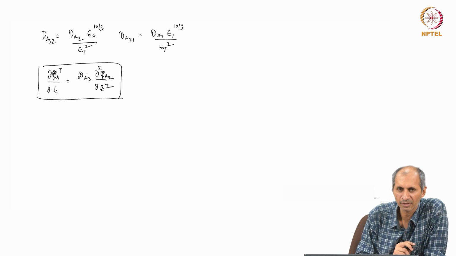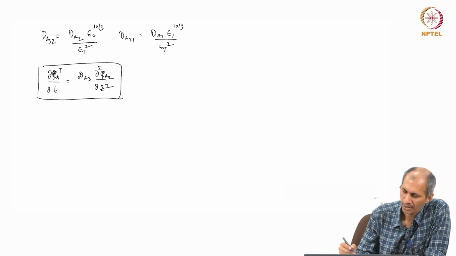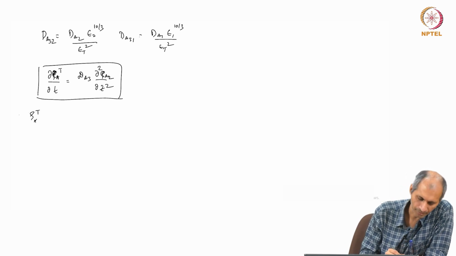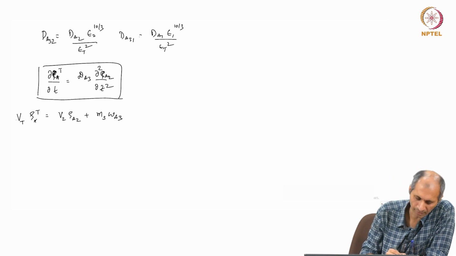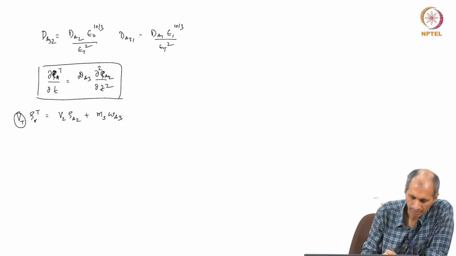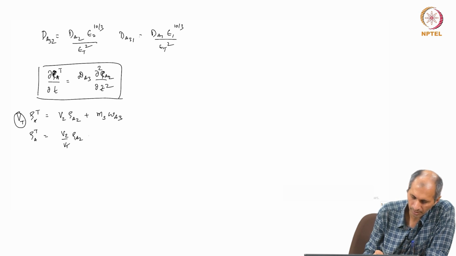There are several possibilities, and one of them is the following. Rho AT into the total volume is the mass of chemical in the liquid plus the mass of chemical in the solid. In this given volume, delta x, delta y, delta z, the volume is divided into two phases. So rho AT equals V2 by Vt into rho A2 plus M3 by Vt into W_A3.